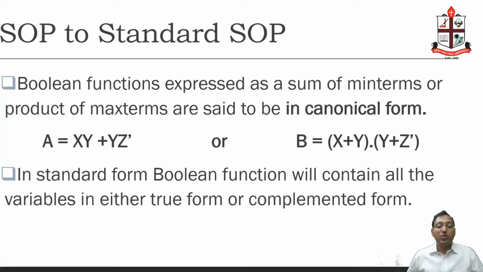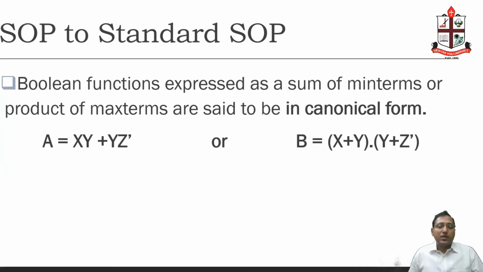In standard form, Boolean function will contain all the variables in either true form or complementary form. Now we notice this is a Boolean function of 3 variables. However, if you take each term separately, it doesn't contain all the variables. For example, xy, z is missing. The second term, yz dash, where x is missing. And in the Boolean function B, x plus y, where z is missing. And the last term, y plus z dash, again x is missing. So this is in canonical form, but not in standard canonical form.